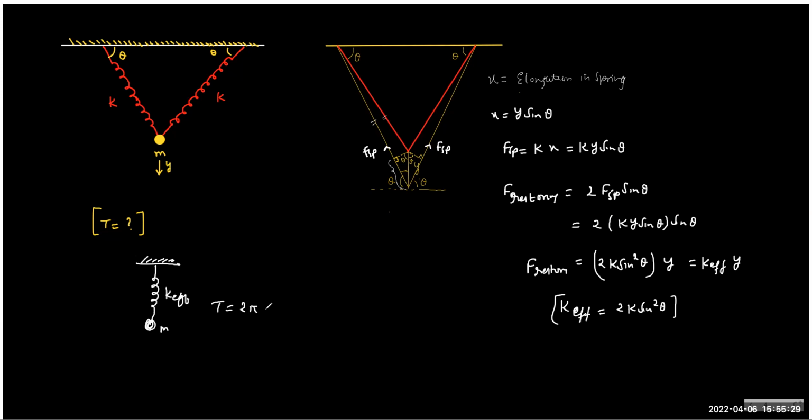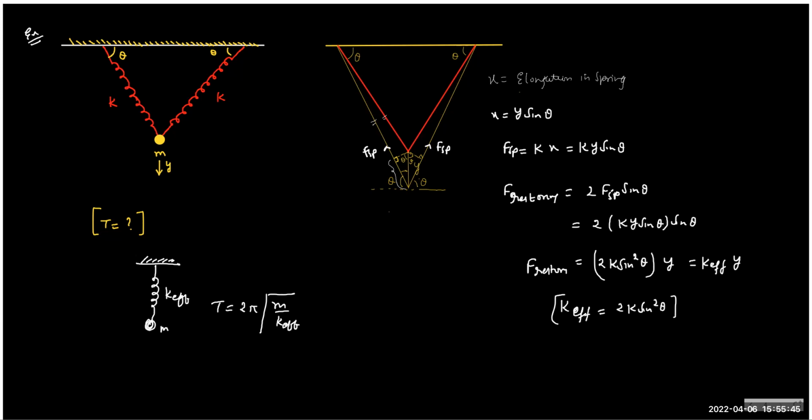and you know the answer, 2 pi root m by k. So this is the answer. This is of course a new variety for you guys. Sir, I haven't seen k effective as 2k sin theta. That's why I was getting 1 sin theta.